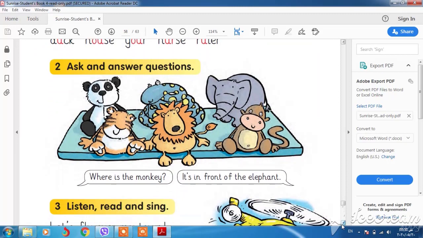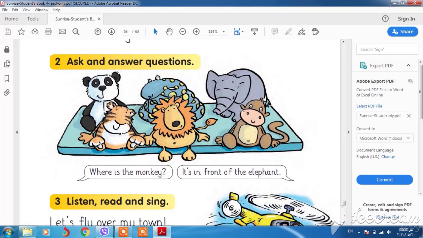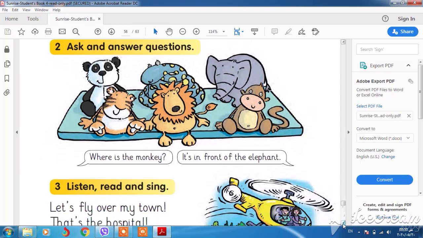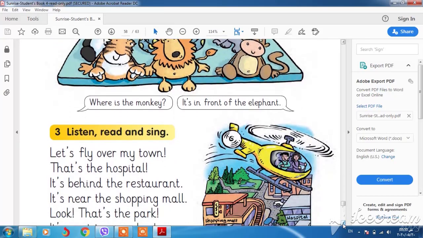In this picture, let me ask you, where's the snake? You can say the snake is between the elephant and the panda, or you can say the snake is behind the lion. Where's the monkey? You can say the monkey is in front of the elephant, and you can say the monkey is next to the lion. Where's the tiger? Also, you can make a sentence at home.